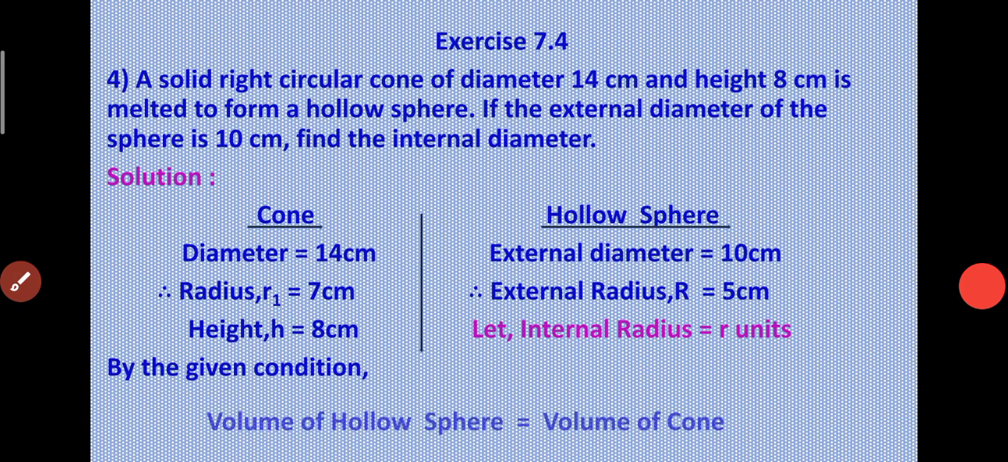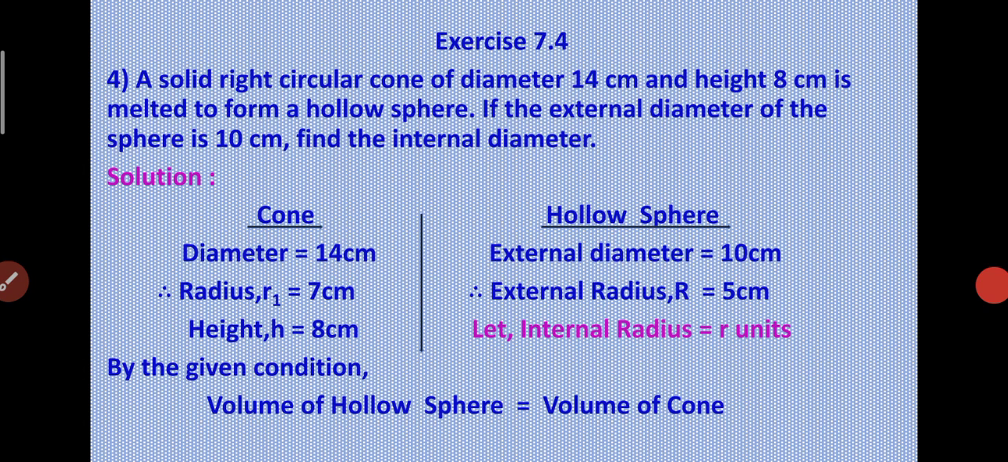By the given condition, volume of the hollow sphere is equal to volume of the cone. The cone was melted to form a hollow sphere. So volume of the cone is equal to volume of the hollow sphere. Use the formula. What is the formula? 4 by 3 pi into capital R cube minus small r cube, equal to volume of the cone, 1 by 3 pi r square h. In the place of r, here we want to write r1. So r1 square h.